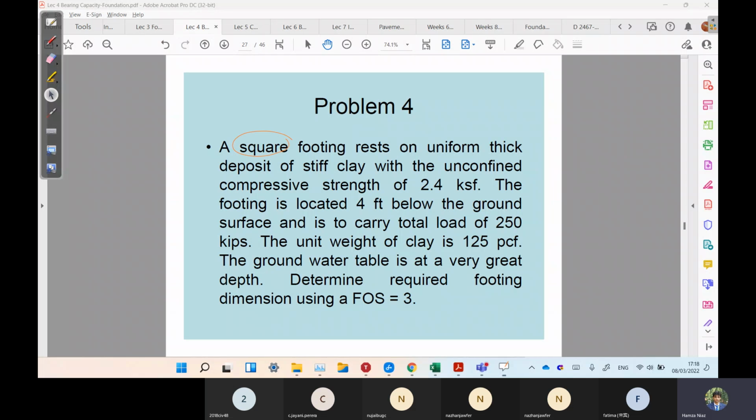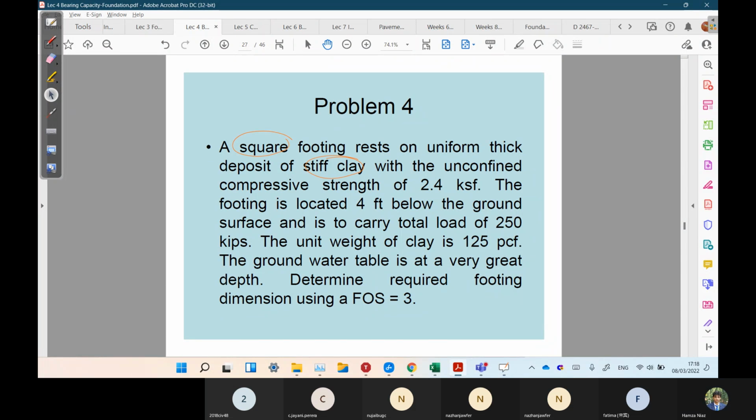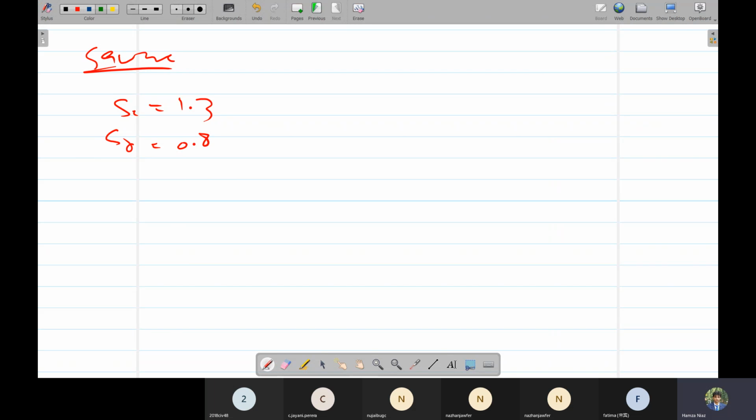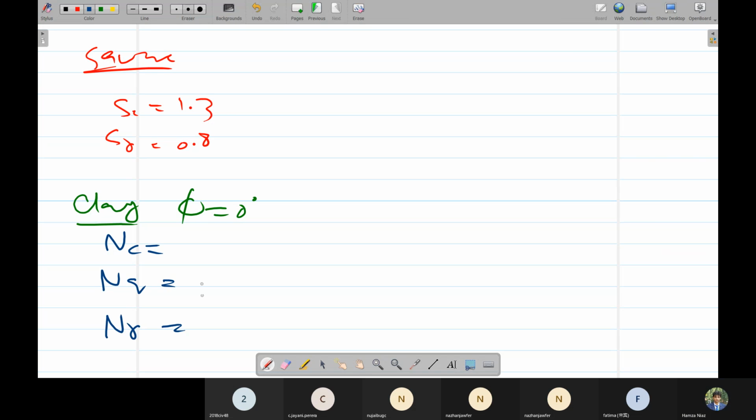For square footing. And they are saying stiff clay, and they have not provided the phi value. So for clay, automatically assume phi is equal to 0 degrees. And for phi is equal to 0 degrees, we have Nc, Nq, and N gamma that is 5.7, 1.0, and 0.